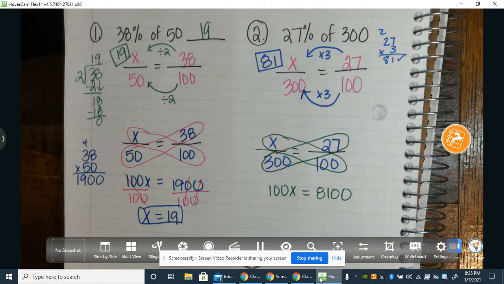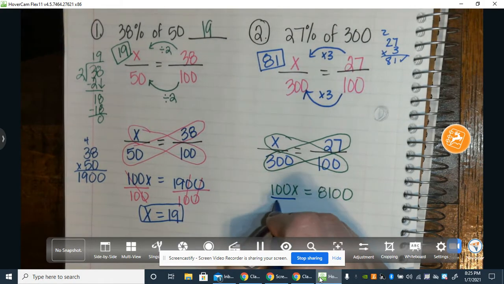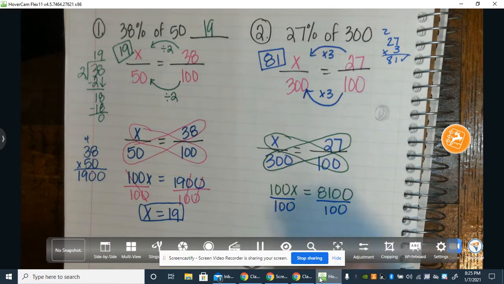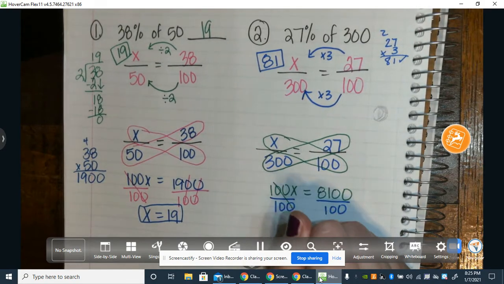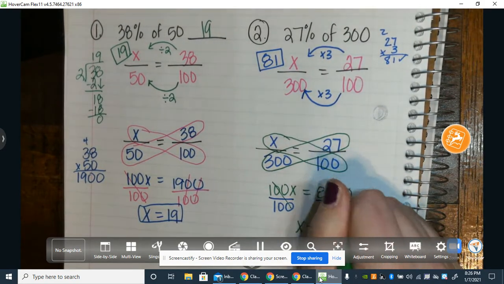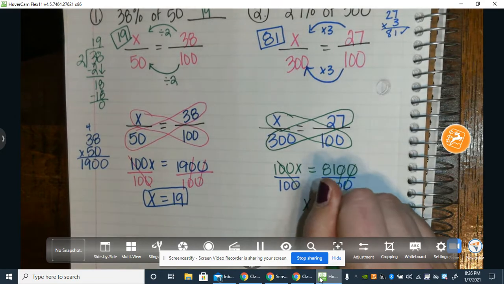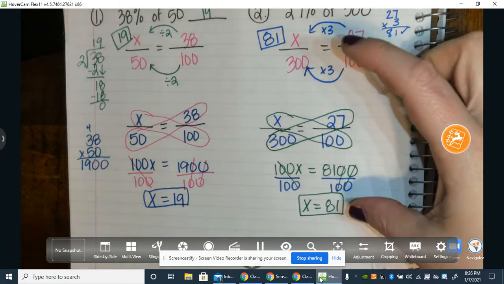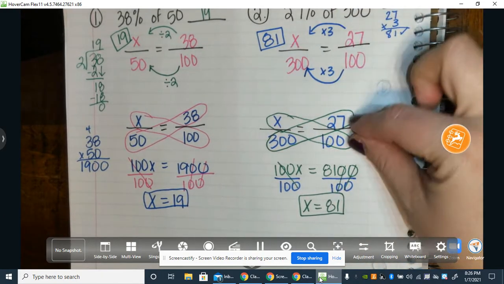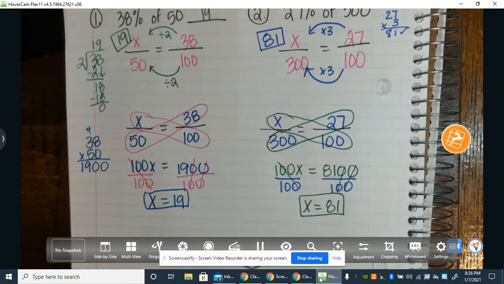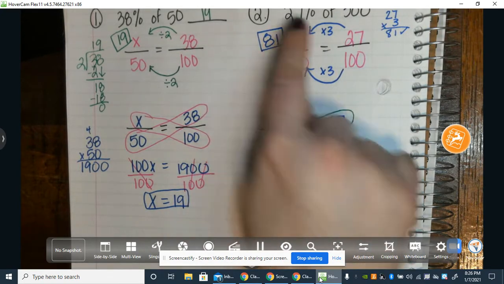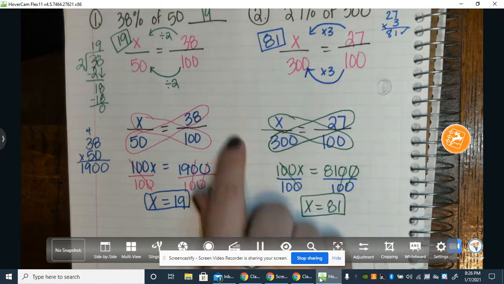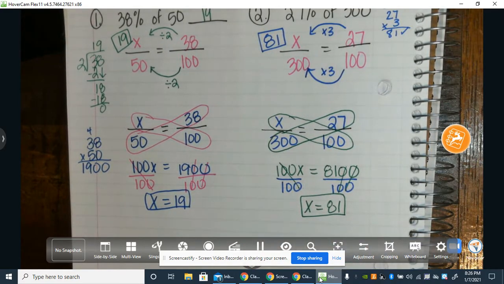Okay, then I need to get the x by itself, so I'm going to divide each side by 100. This cancels out, leaving me with x is equal to, and those zeros lined up nice and neatly to give me 81. So x is equal to 81. Do you see? Same result, just a different method of doing it. Key note, if you can't multiply or divide to try to get to your number, this cross multiply and divide is always a foolproof method. It's always a foolproof method.